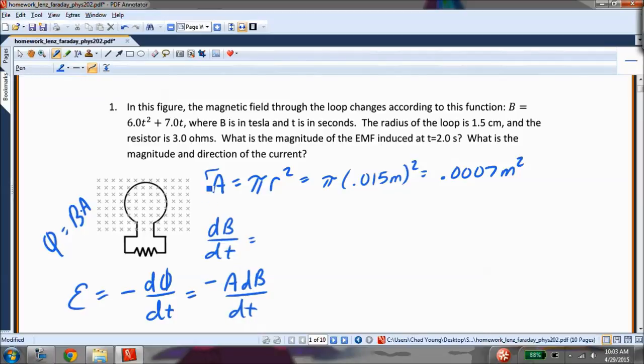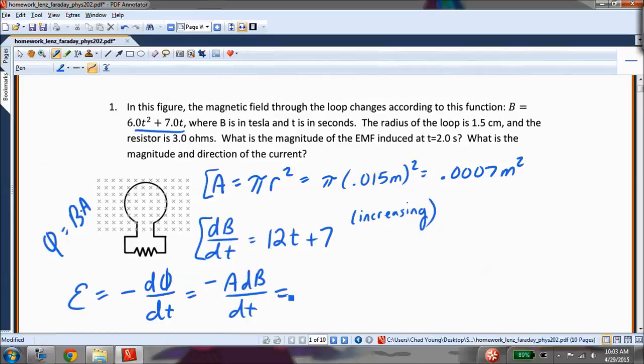So this dΦ/dt is going to equal negative A dB/dt. So I have A here. Now I need to find dB/dt. That's going to be the derivative of this function, which is 12t plus 7. Notice that at all times this function has a positive value. So that means that the magnetic field is increasing. That'll be important when we find the direction.